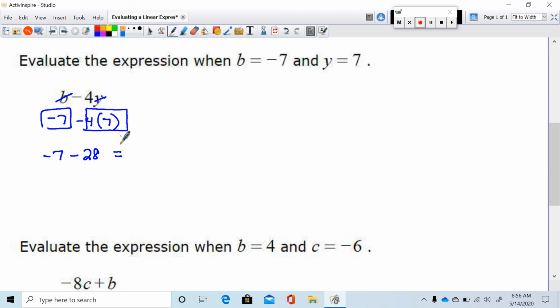Okay. The signs are the same, so I find the sum. I have to add them. So 28 plus 7 is 35. The 28's larger. It's negative. That means your answer is negative. Negative 35.